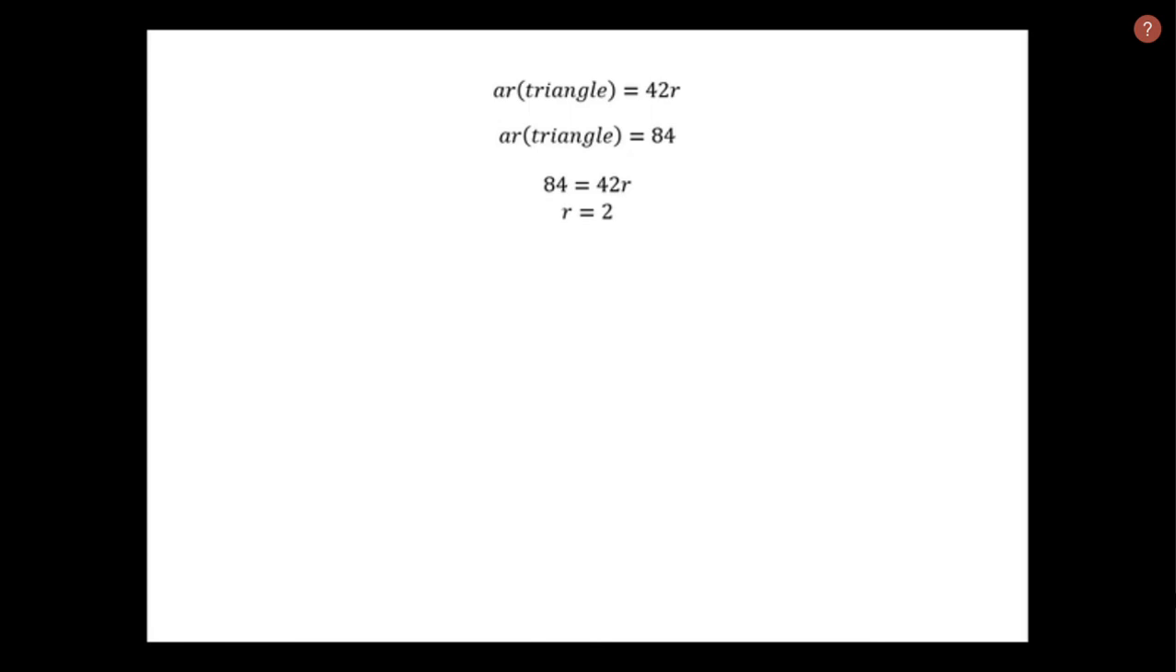Now we find the area of the circle. The area of a circle is equal to pi r squared, as we all know. So the area of the circle is equal to pi times 2 squared. So the area of the circle is equal to 4 pi, that is approximately equal to 12.57.